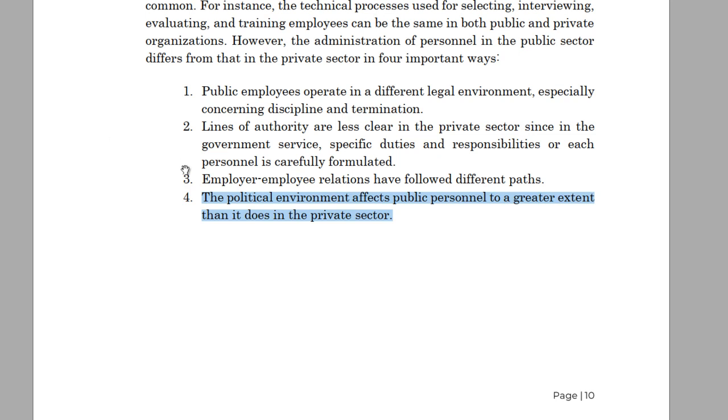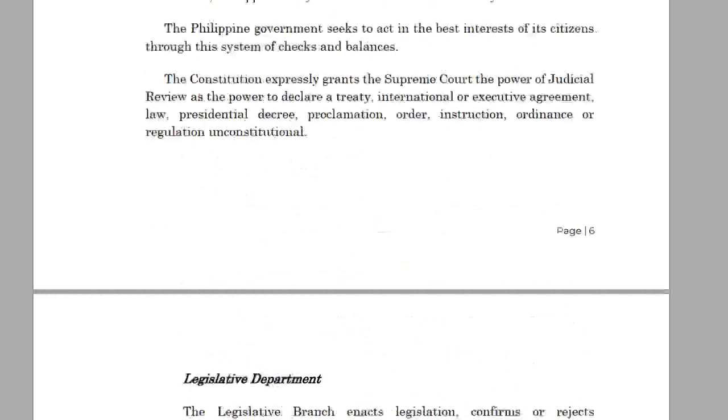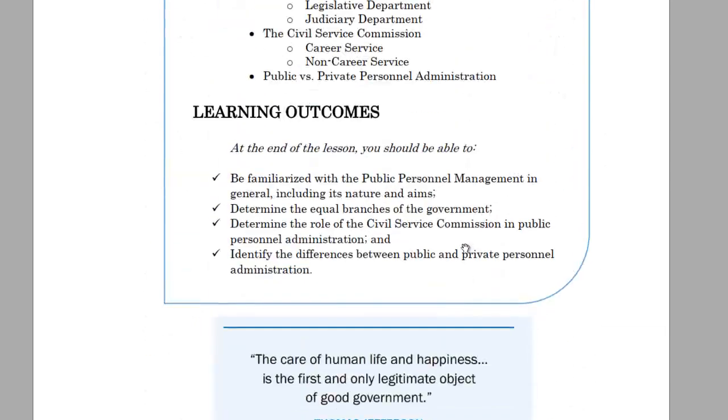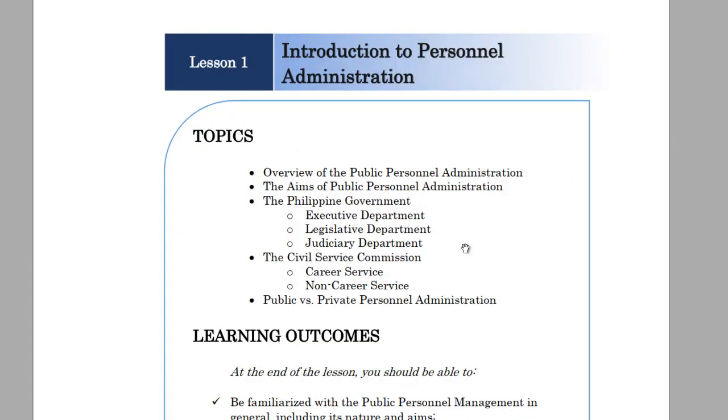So in general, these are the overview of the public personnel administration in the Philippine setting, of course, and we will be discussing each and everything sa mga susunod nating mga lessons.